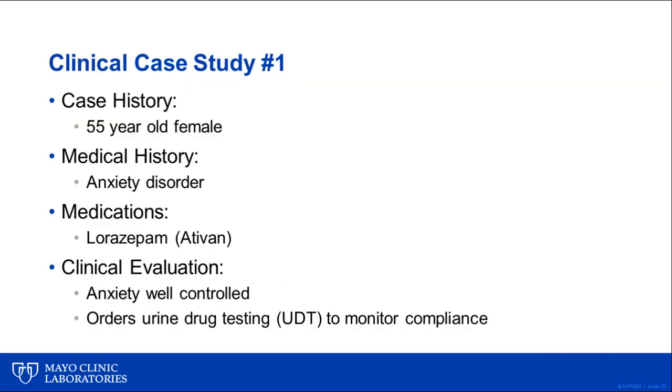Now let's look at one clinical case study, which uses a traditional immunoassay approach with reflexing to confirmatory testing when positive. In this case, we have a 55-year-old female with an anxiety disorder who is being prescribed lorazepam, a benzodiazepine. The patient's anxiety is well controlled, but per institutional guidelines, the physician wants to order a urine drug test that uses several different immunoassays to screen for the prescribed benzodiazepine, as well as commonly abused drugs.